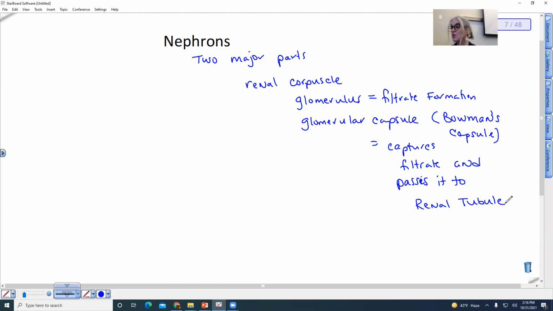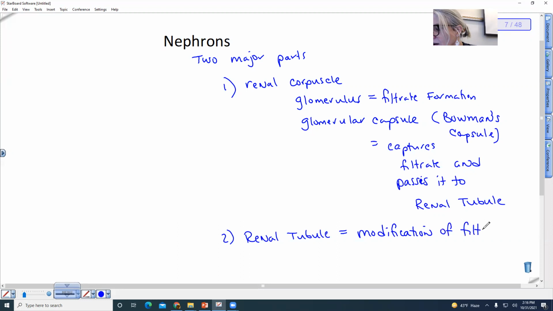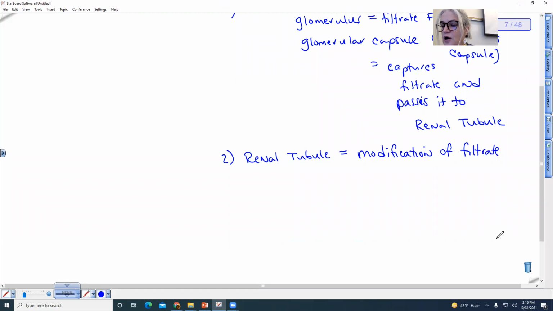The renal tubule is what modifies the filtrate. So we have the renal corpuscle, and then we're going to talk about the renal tubule, which is the modification of the filtrate. The components of the renal tubule include the proximal convoluted tubule, which can be abbreviated as PCT.